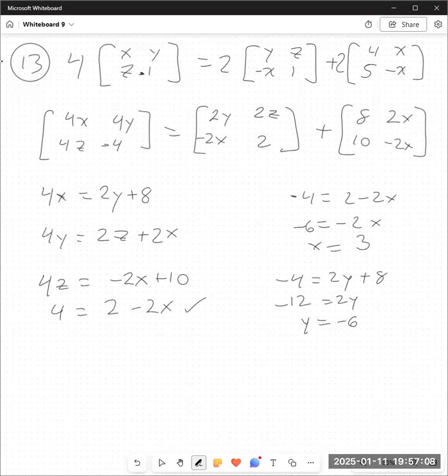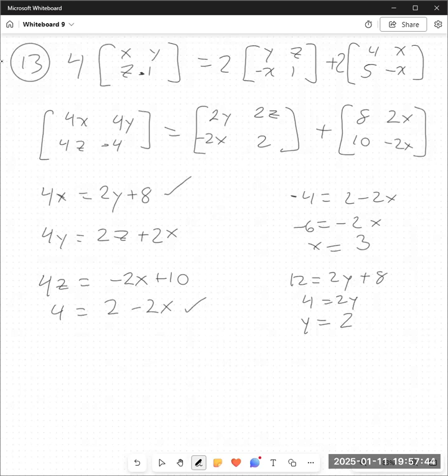If x is 3, then 4 times 3 is 12. And then 12 minus 8 is 4. Y is equal to 2. Yes. And then done with that equation. And then if y is 2, I can come in here. Or if x is 3, I can come in here. Either way to solve for z.